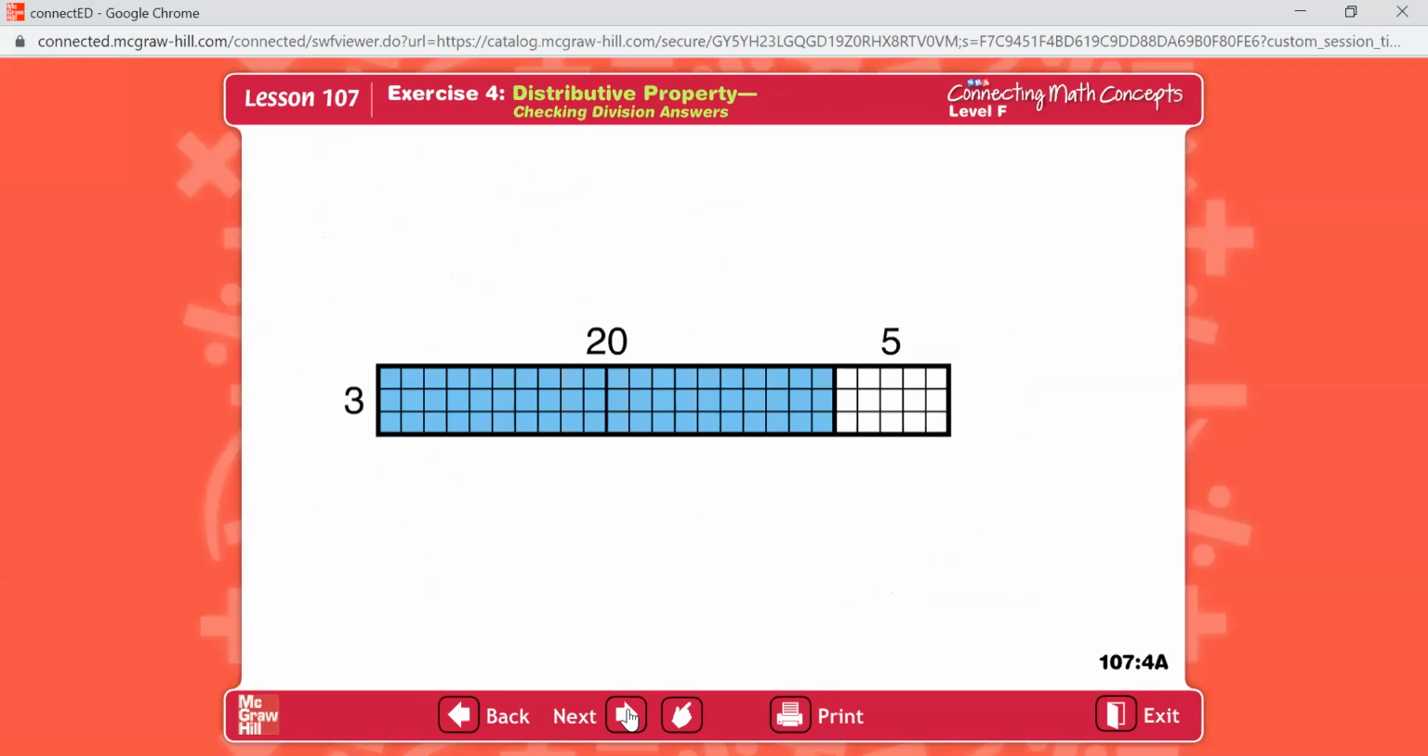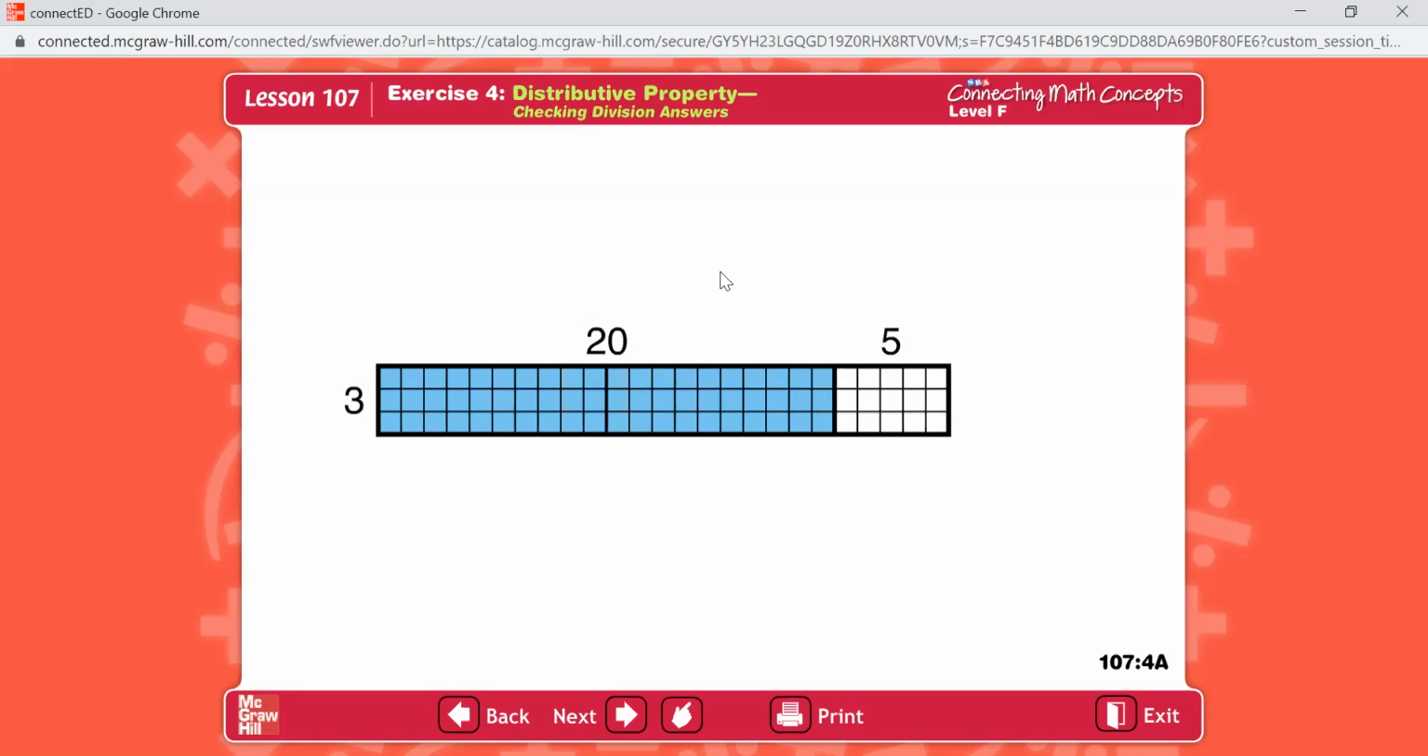Here's a rectangle divided into a part for the tens and a part for the ones. The whole rectangle shows 3 times 25. The whole rectangle is 3 times 25. There are 3 rows. Here we have 20 columns, and here we have 5 columns that are not shaded.